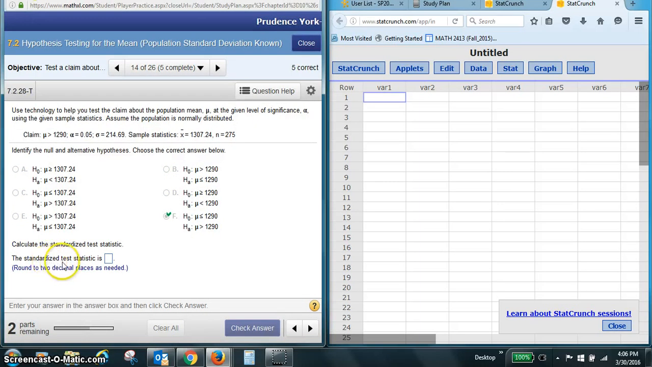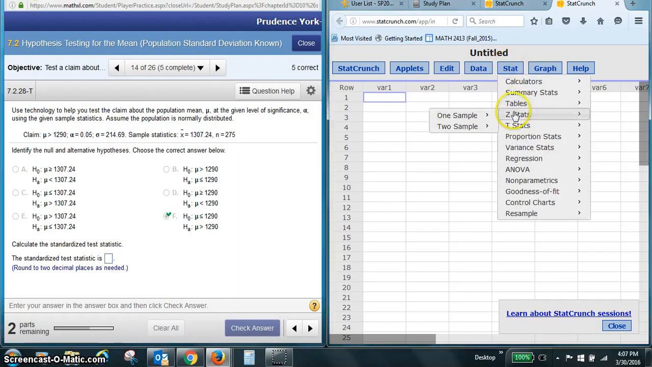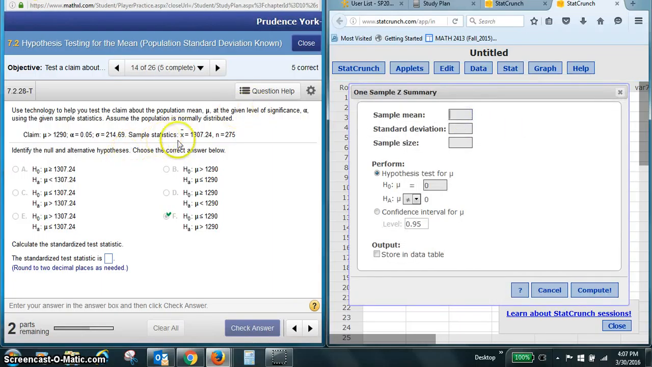So we have to calculate the standardized test statistic. Now remember, to calculate the test statistic, we actually have to run the z-stat, one sample z, with summary. The sample mean was 1307.24. The standard deviation was 214.69. I got that from this sigma, 214.69. And the sample size n is 275.